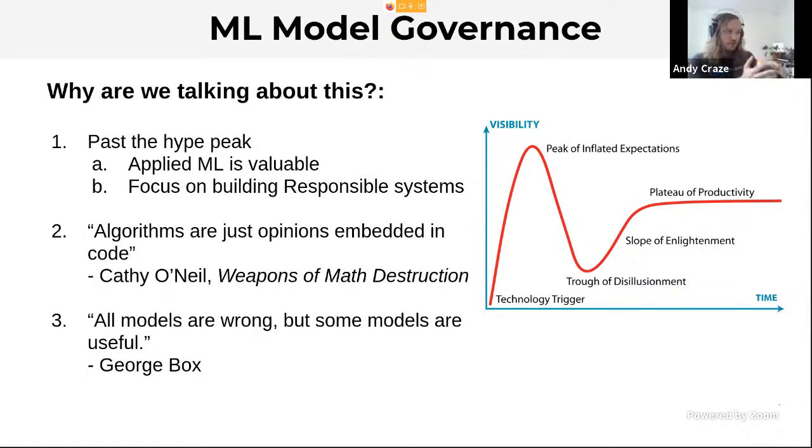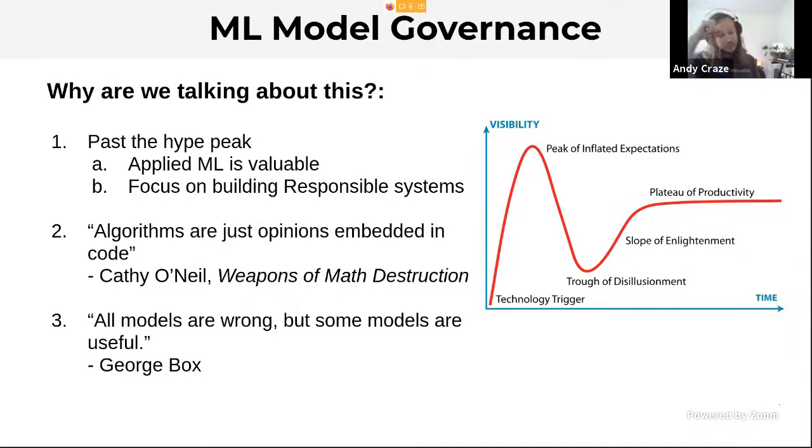So I think we're moving away from the hype peak and instead shifting our focus to how we build responsible systems. I think we've already trudged through the trough of disillusionment, and where we are on this curve is that we're starting to crawl up the slope of enlightenment, asking how we do this in a responsible way, and in a way that keeps going without any of us.